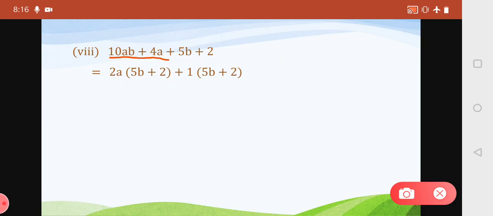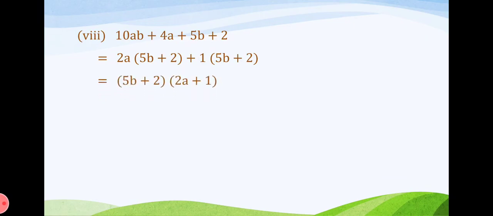From 4a we have taken out 2a, so 2 will be left, so we get 2a common times (5b plus 2) from the first group. Now from the second group, that is 5b plus 2, nothing is common, so we write 1 common and 5b plus 2 in the bracket. Again you can see 5b plus 2 and 5b plus 2 are the same in both the terms, so we take out 5b plus 2 common, and the remaining goes in another bracket, that is 2a plus 1. So the factorization of this expression is (5b plus 2) into (2a plus 1).